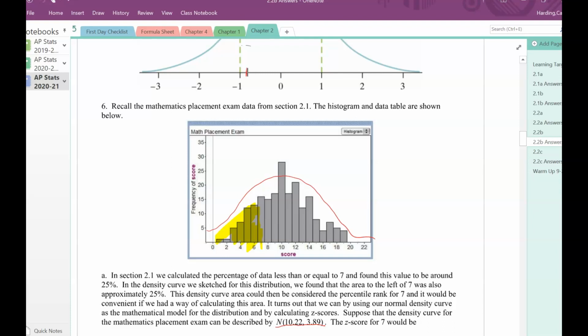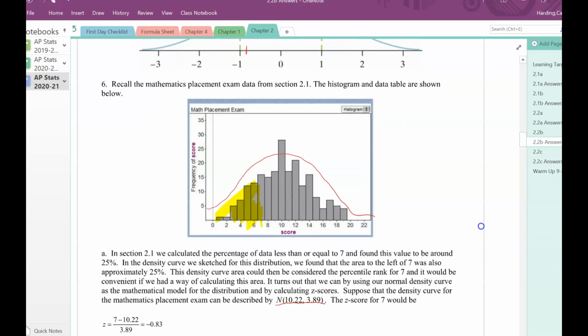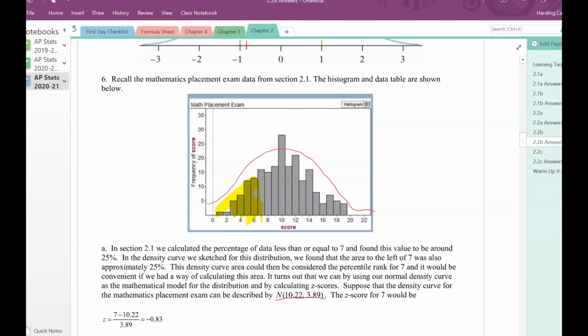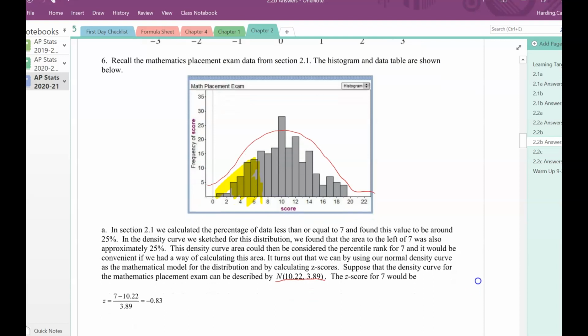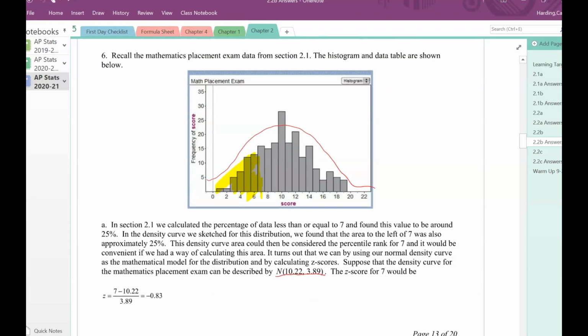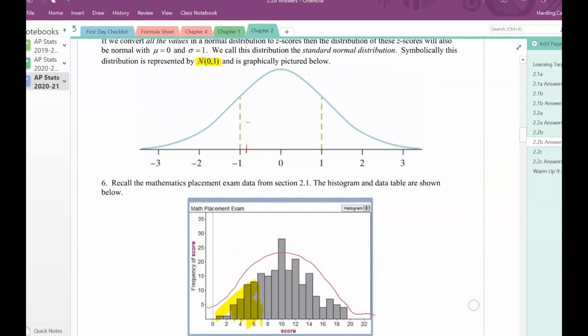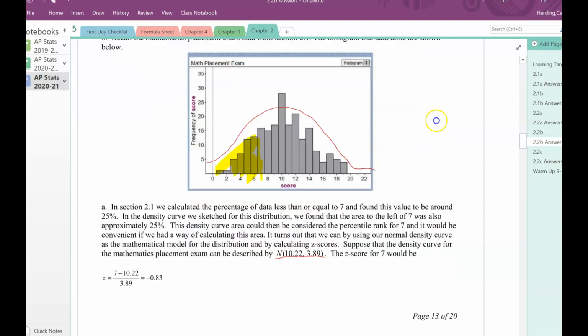Well, we're going to model this with a standardized normal density curve where we're going to use a mean of 10.2 and a standard deviation of 3.8 to find the z-score for 7. You can see the z-score there is negative 0.83. If you go back to the standard normal distribution, negative 0.83 is about right there. And I'll have this drawn on the next page. If that was exactly at -1, we could come up with a rough estimate of the percentage, but it's a little bit off. So we're going to have to take a look at other methods for finding the percent within the distribution.